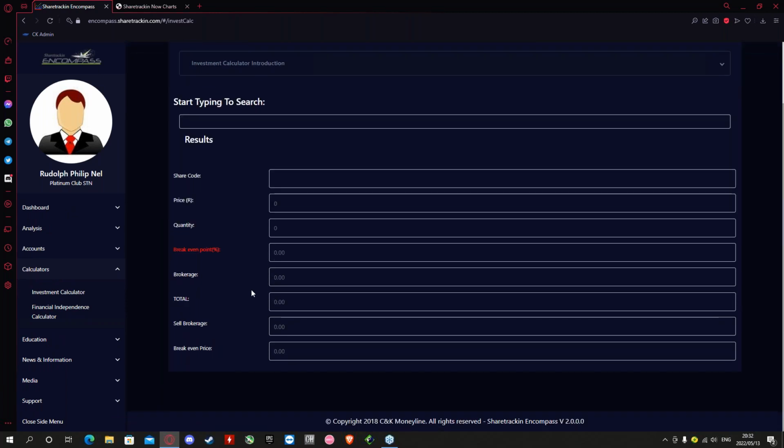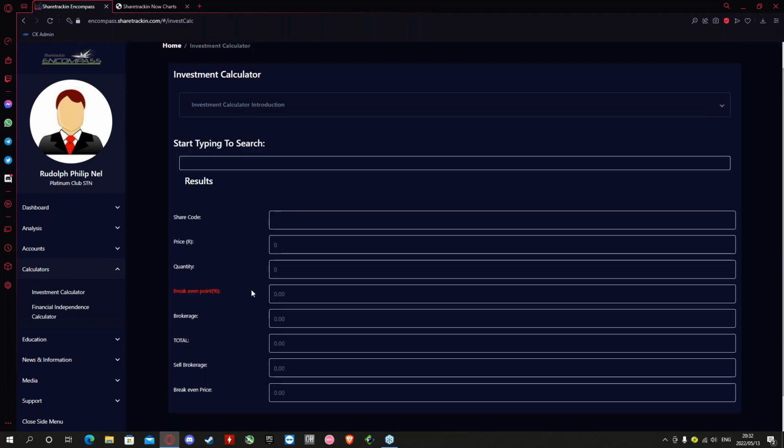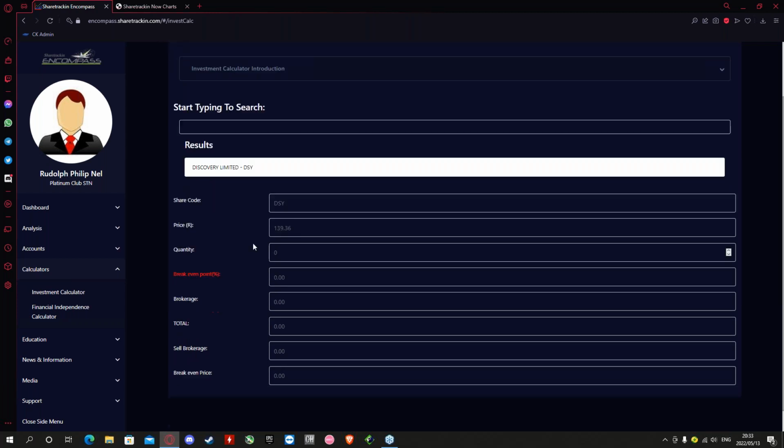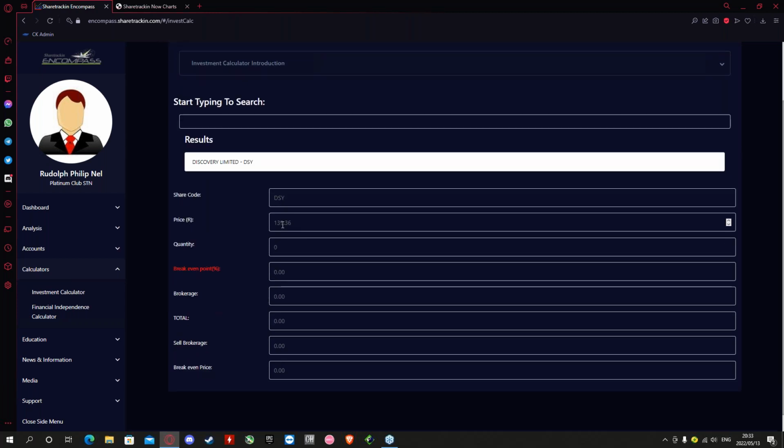And over here, this is where we're going to start calculating how many shares we need to reach a good break-even point. Now a good break-even point on the software is about 4%, or anything below 4%. You don't want your break-even point to be above 4%, because it means that you'd be waiting longer before you start making profits. Now, how does the break-even point work? So first of all, you can type in your code. It says start typing to search. Type in your code, click on your company, and then it will auto-fill. So there's our share code, DSY, with the current price.